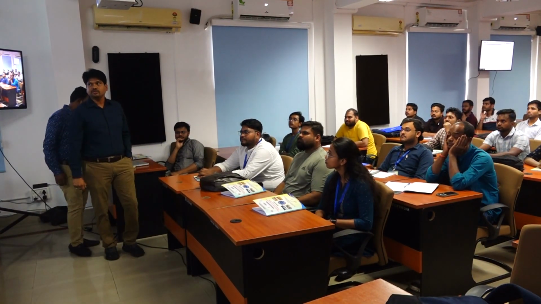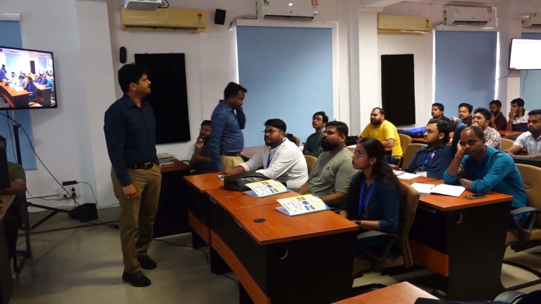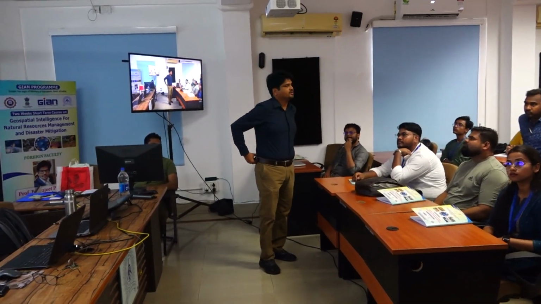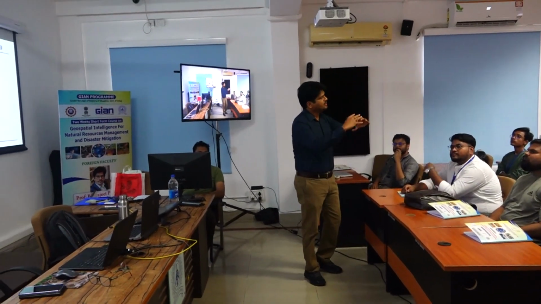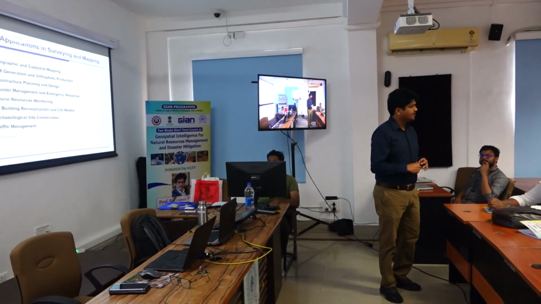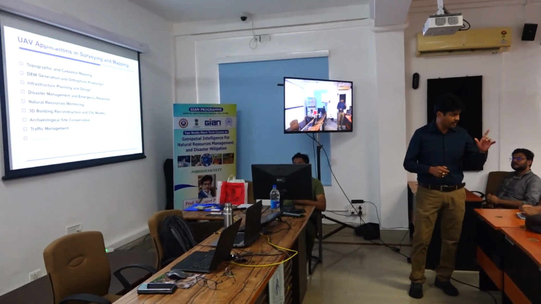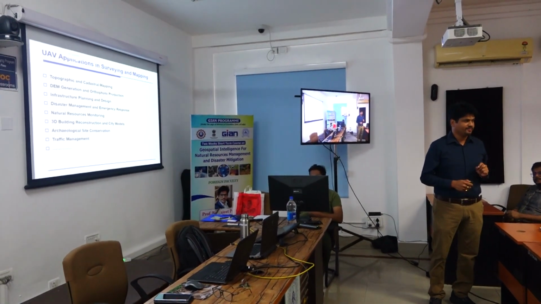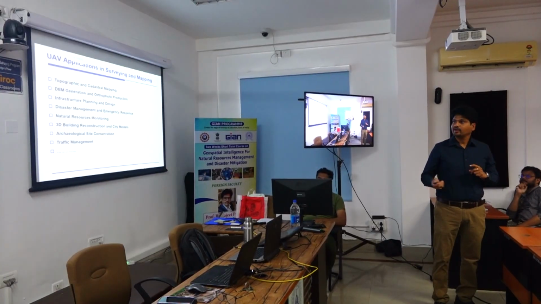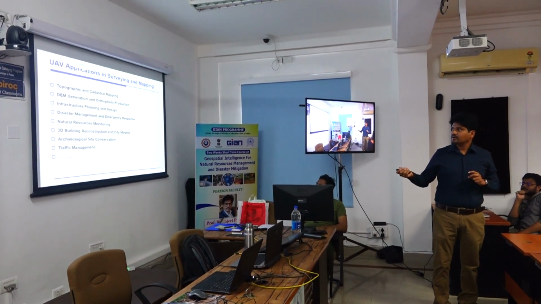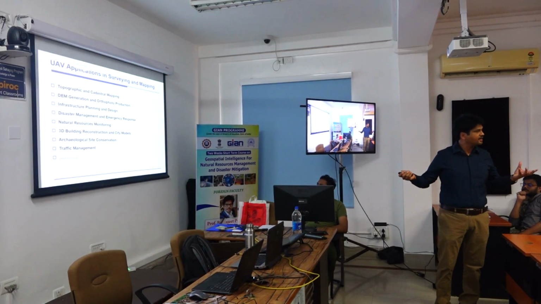What are the UAV applications in surveying and mapping? Plenty. Like what you can see in remote sensing applications, but the area it captures is obviously very small. But for certain applications like flash flood monitoring, it is very useful. Then you have topography, cadastral mapping, DEM generation, infrastructure planning and design.